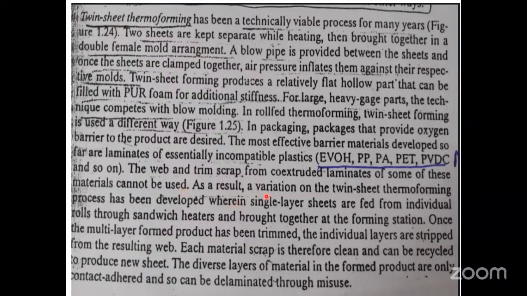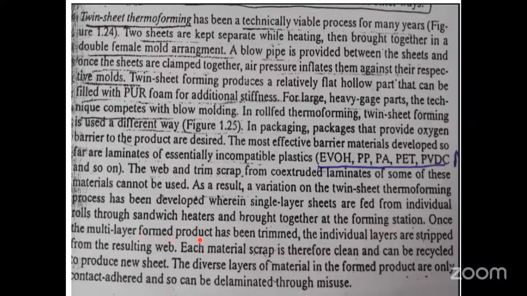As a result, a variation on the twin sheet thermoforming process has been developed. See now, friend, why it is developed? Because there is a contamination of the material. To avoid that, we keep two layers of plastic, right? A single layer at the bottom and again a single layer at the top. And the sheets are fed from the individual rolls through sandwich heaters and brought together at the forming station.